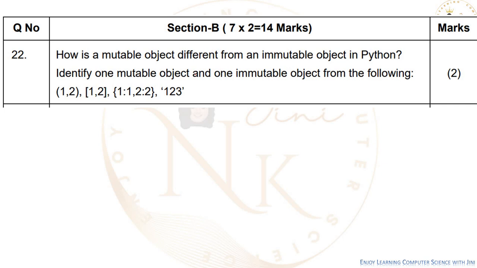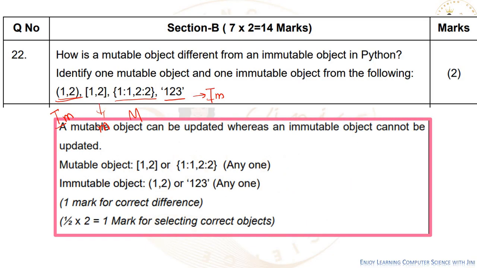And identify one mutable object and one immutable object. The first one is a tuple (1, 2), which is immutable. List [1, 2] is mutable. Dictionary is mutable. String is immutable. Okay, that is the answer. So a mutable object can be updated, whereas an immutable object cannot be changed in place. One mark for the correct difference and half mark each for the two examples. So what is the question? Identify one mutable object.